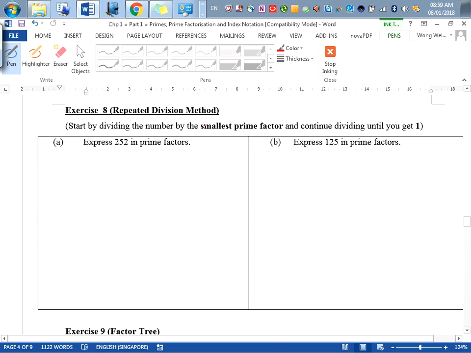If we do repeated division, have you seen this before? 252. Then I divide by 2. Then what do I get? 126. Right? Why did I put 2 over here? It is the smallest prime number that I can divide 252 by. So I divide by 2, I get 126. I continue.